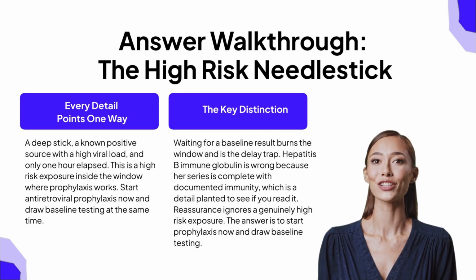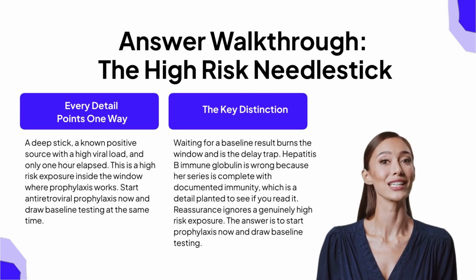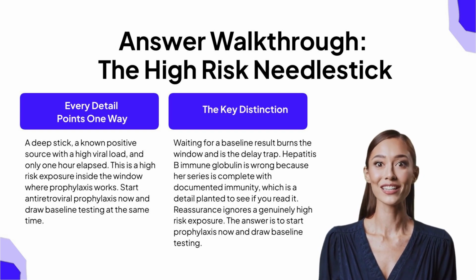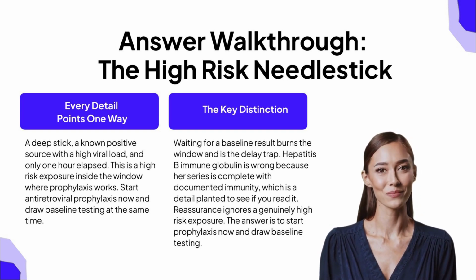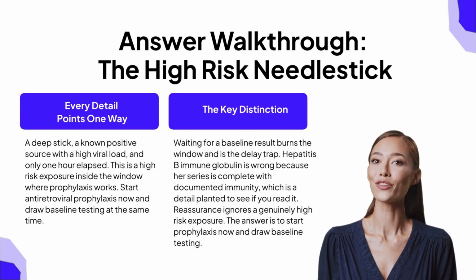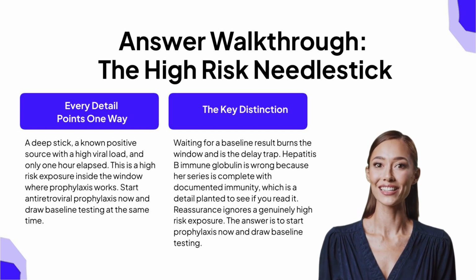Now the key distinction. Waiting for her baseline result burns the window, and that is the delay trap. Hepatitis B immune globulin is wrong because her series is already complete with documented immunity, a detail planted to see whether you read it. Reassurance ignores a high-risk exposure. The answer is to start prophylaxis now and draw baseline testing.